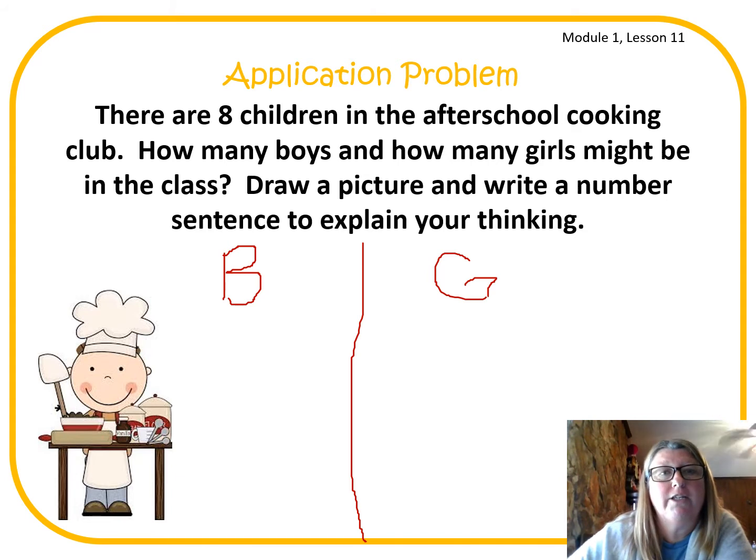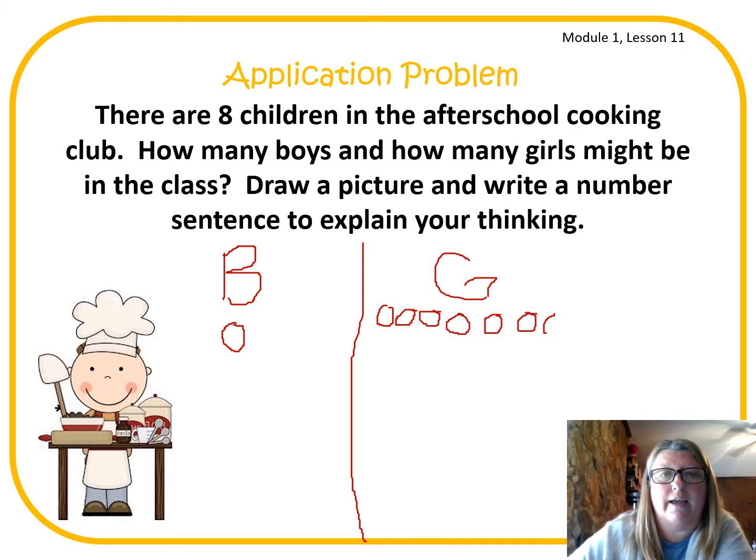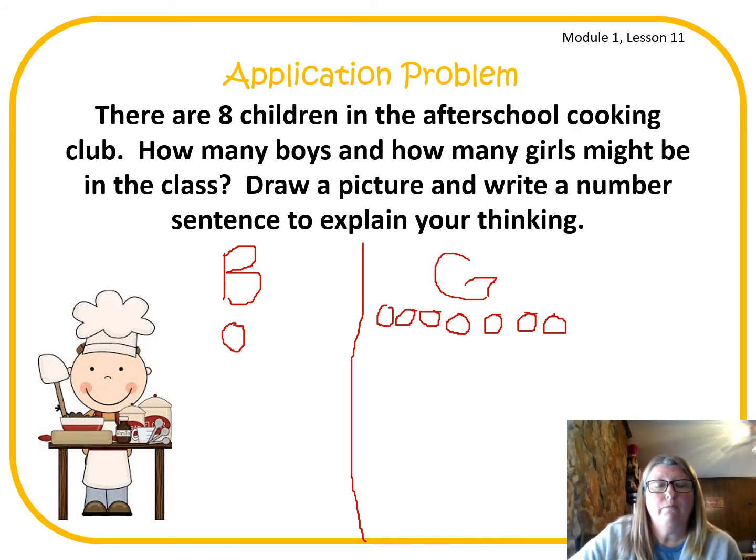All right. So imagine if there are 8 children in all, imagine there's only one boy. So how many girls would there be? So if there's one, so there would be 2, 3, 4, 5, 6, 7, 8. So there would be 1, 2, 3, 4, 5, 6, 7 girls. So that number sentence would be 1 plus 7 equals 8.